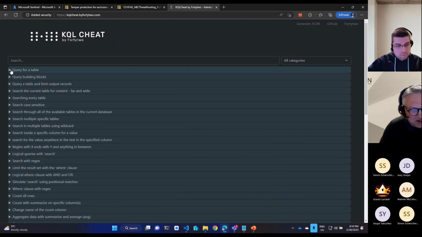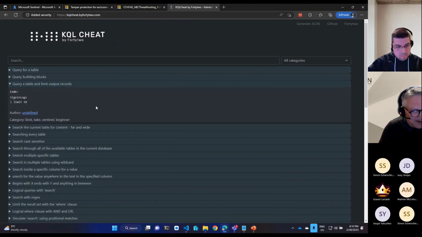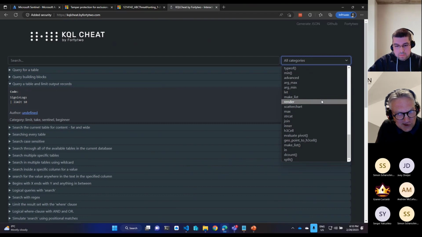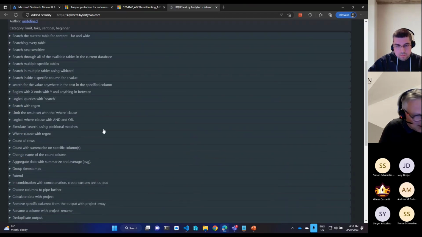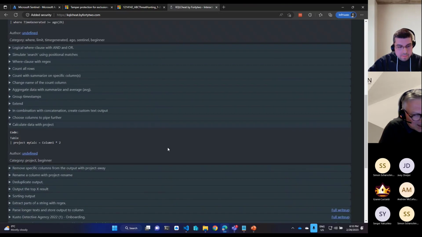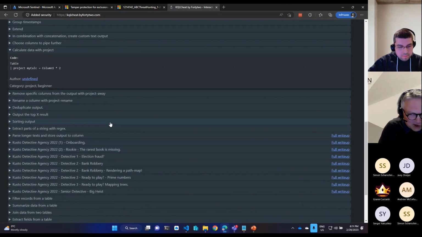Unlike KQLSearch, which is basically indexing and allowing you to search across all sorts of GitHub repositories that contain KQL code, this one is an interface that should help beginners, and it's organized in different categories where you can get code snippets for KQL. So if you like, take a look.